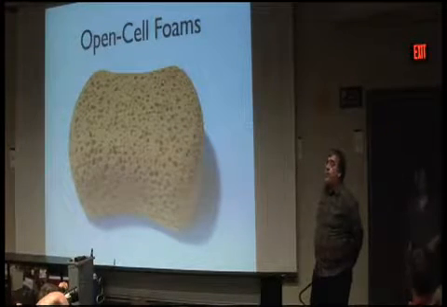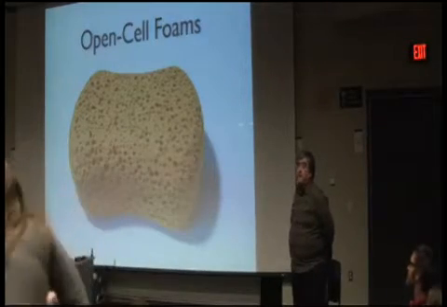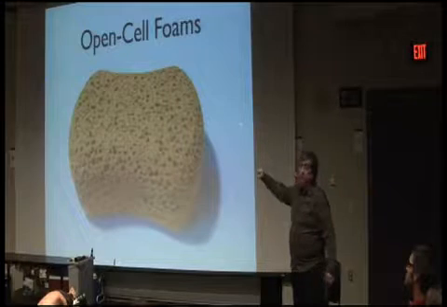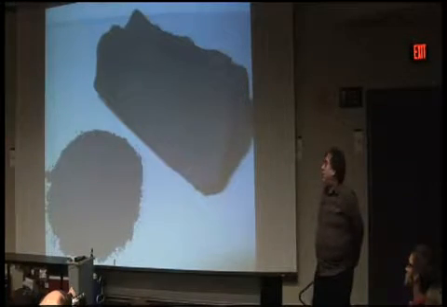Oh, by the way, what open cell means is that all the bubbles are connected to each other. So a sponge can soak up a lot of water because it has a whole bunch of surface area. And then when you squeeze it, you actually collapse all of that surface area, and you can drop out the water at that point.